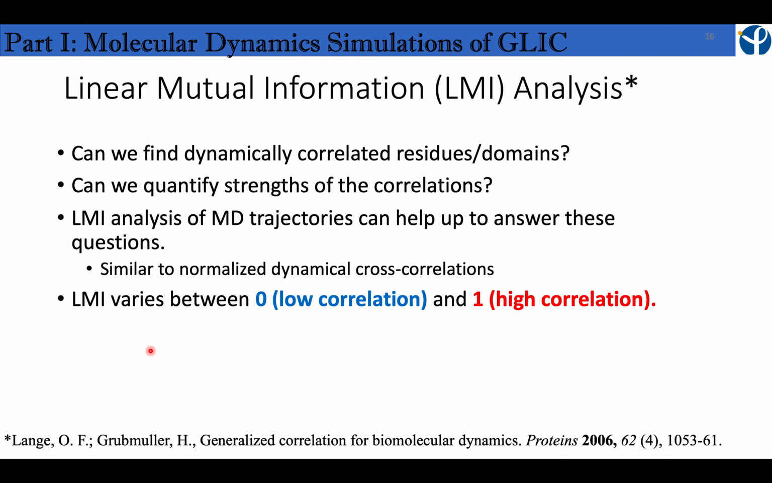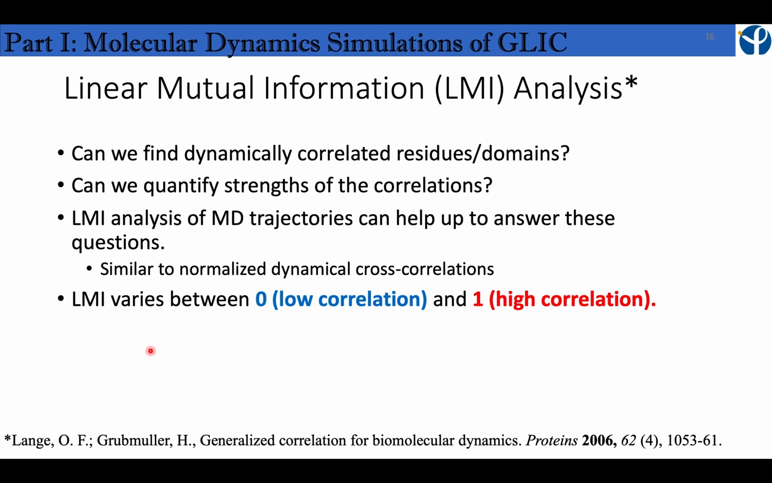I want to talk about linear mutual information, just a general introduction. Basically we are looking for an answer to the following question: can we find dynamically correlated residues or domains, and can we quantify the strength of these correlations? LMI is a parameter that can help us answer these questions.